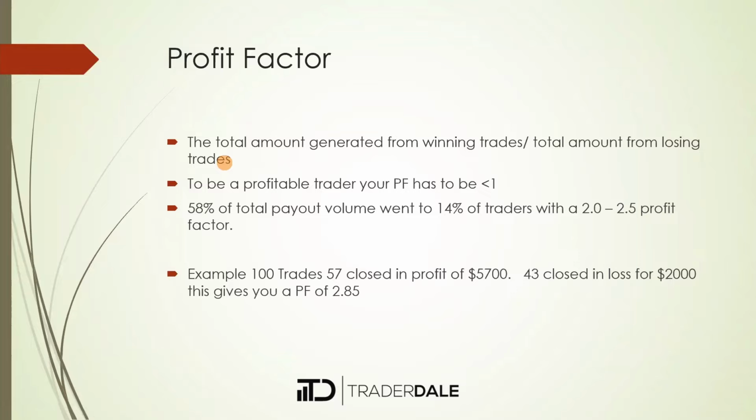All right. So for example, you've got 100 trades, 57 of them closed in profit of 5,700, 43 closed in a loss of 2,000. That gives you a profit factor of 2.85. So they're losing small. They don't have a great win percentage by any means, but they're losing small and winning bigger. They essentially have an average of $100 per trade, and their losers are less than 50. Okay. That's their profit factor. So 14% of traders are in that 2.0 to 2.5, and they're claiming 58% of the total payout volume.